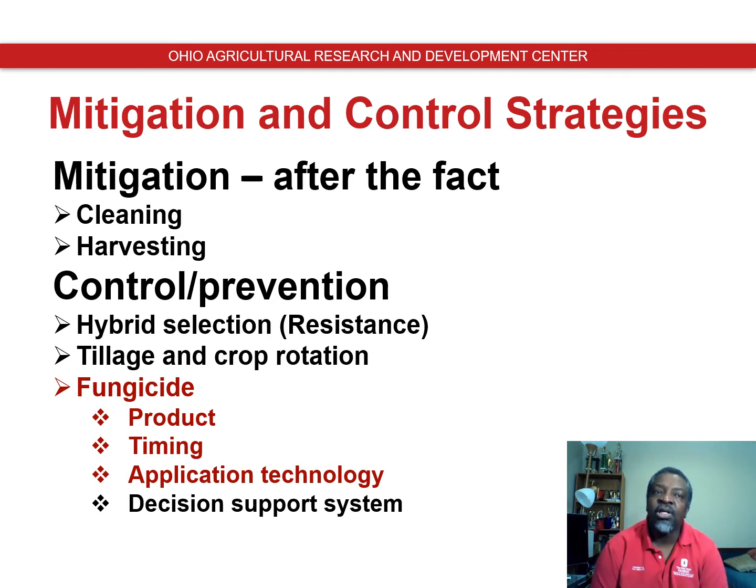Tillage and crop rotation can also help to reduce the level of disease severity and grain contamination with mycotoxins. Since the pathogen survives in crop residue in the field, tillage can help to reduce the overall survival and the overall level of infection and disease development.